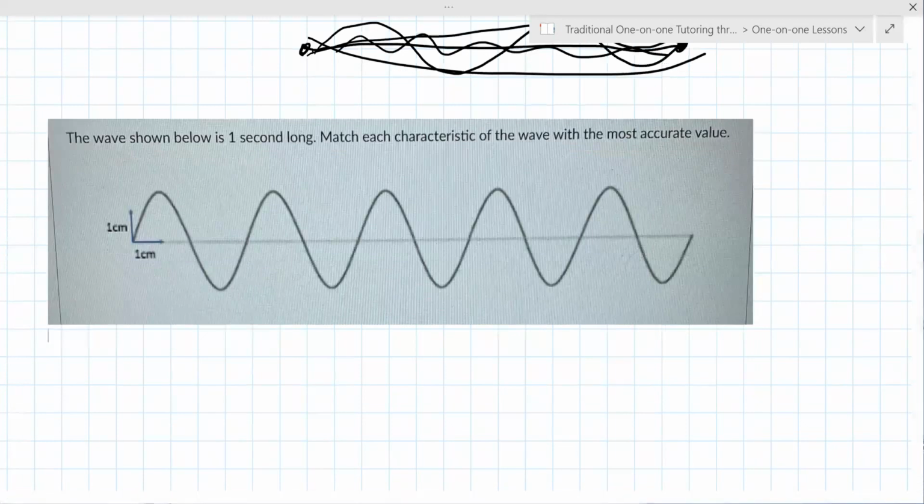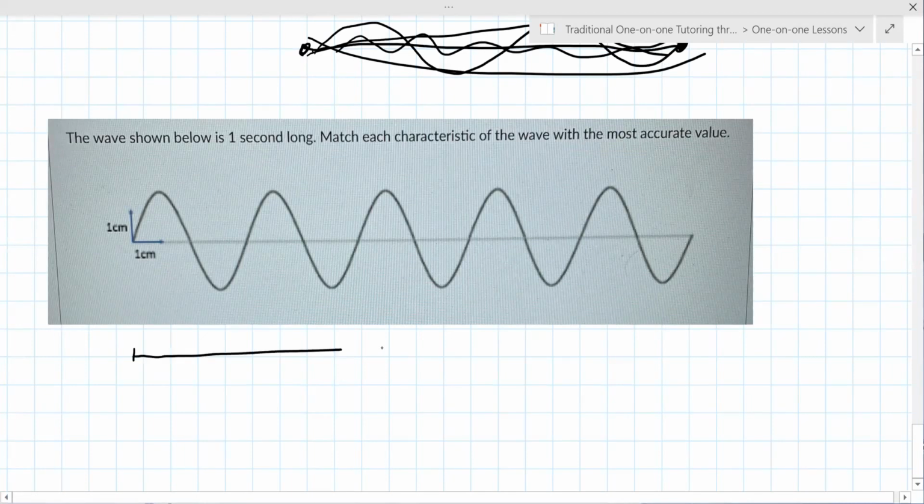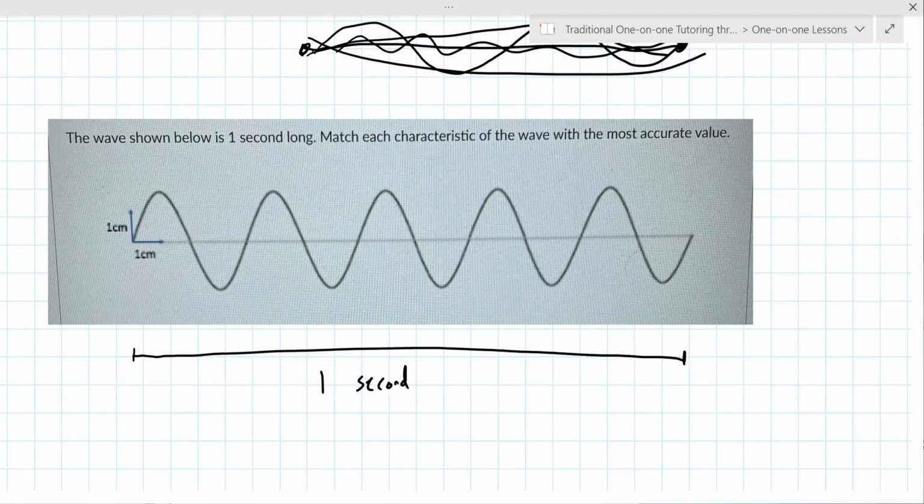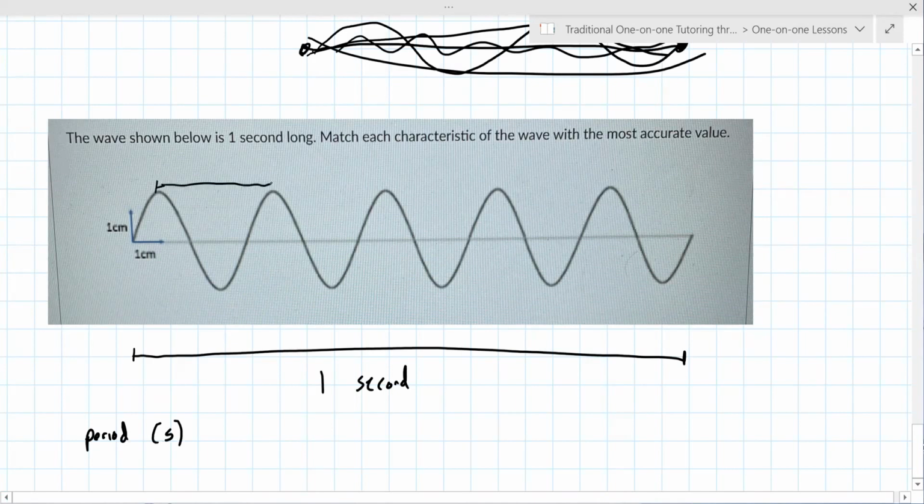All right, the wave shown below is 1 second long. So they're telling you that this happens over 1 second. The period is the first thing it's asking for. And it actually helps you out there. It tells you its units are in seconds. The period is peak to peak or valley to valley.